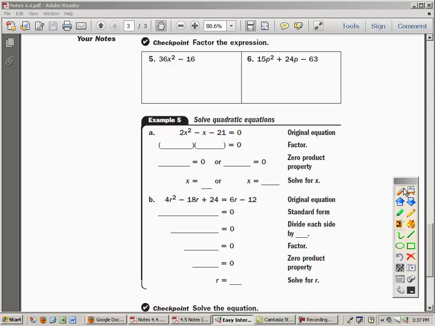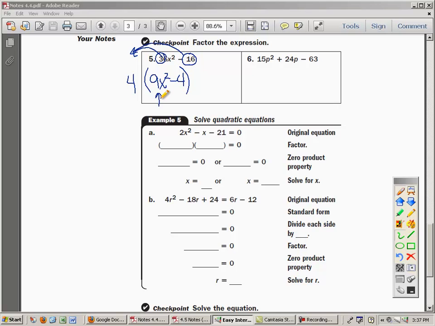In number 5, since both of these are divisible by 4, we can bring a 4 out of both of these. If I factor a 4 out of 36x squared, that leaves 9x squared. And if I factor a 4 out of 16, that leaves minus 4. And so I'm going to put my 4 out in front, and it becomes 9x squared minus 4. Now you might think, well, I'm done. But you're not, because take a look at this.